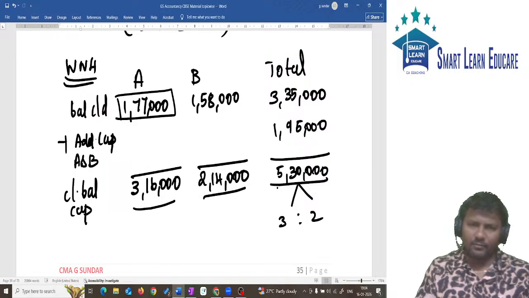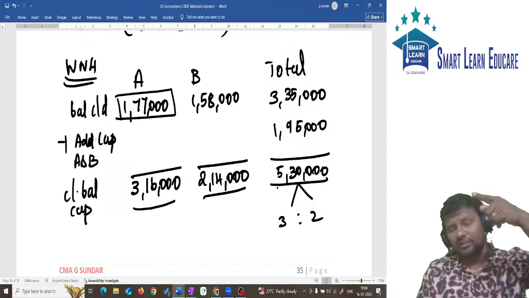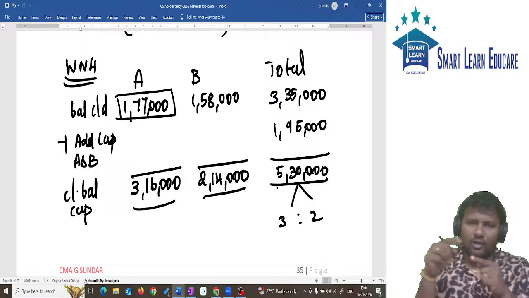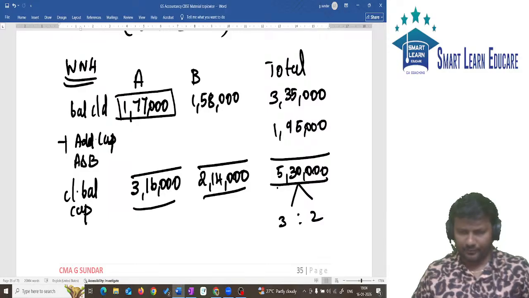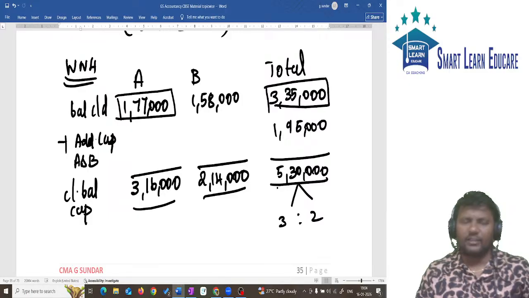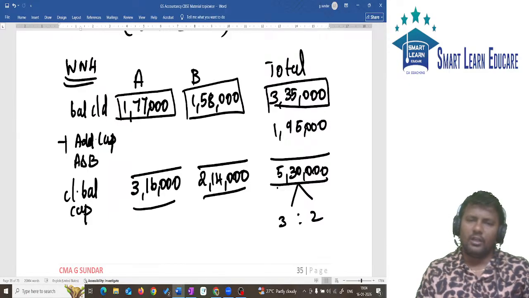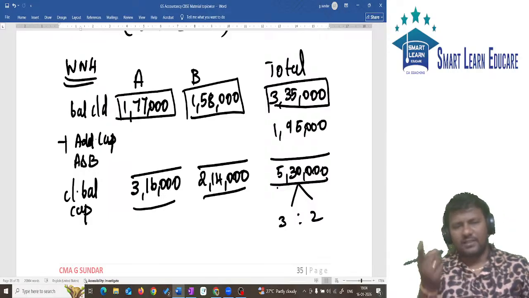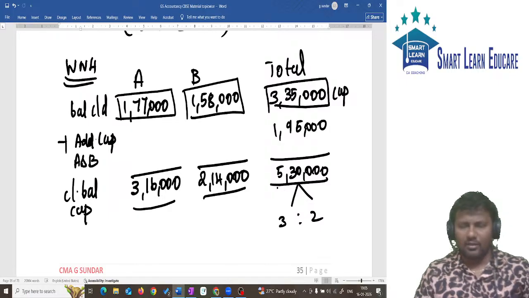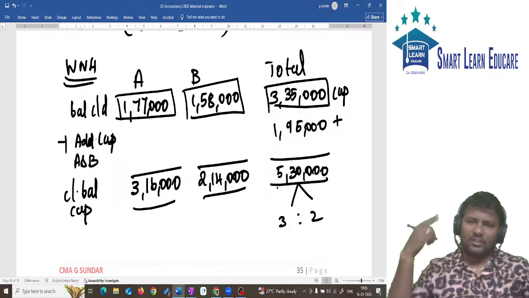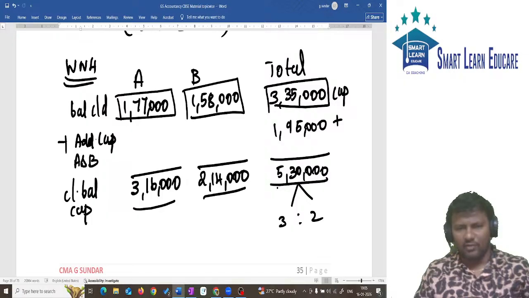This number is taken from the question answer. We prepared the capital account, right? In the capital account, what is the closing balance? 1 lakh 77,000 for partner A and for partner B it is 1 lakh 58,000. Once you find the total of the closing balance of capital, total capital comes to 3 lakh 35,000. How do we get 3 lakh 35,000? It is 1 lakh 77,000 plus 1 lakh 58,000. This 3 lakh 35,000 is the total capital of partners A and B. With this total capital, add additional capital. Additional capital amounts to 1 lakh 95,000. 3 lakh 35,000 plus 1 lakh 95,000 gives you 5 lakh 30,000.